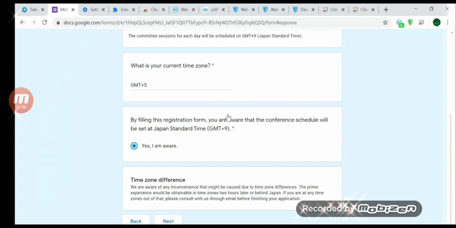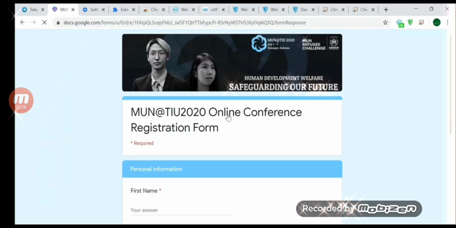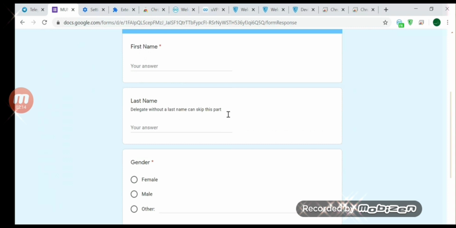And yes, I am aware that by filling in this registration form, the conference schedule will be set at Japan Standard Time. I agree to this. And right now they're asking for names. Alright, I'm starting with my first name and moving to my last name. They're asking for gender.